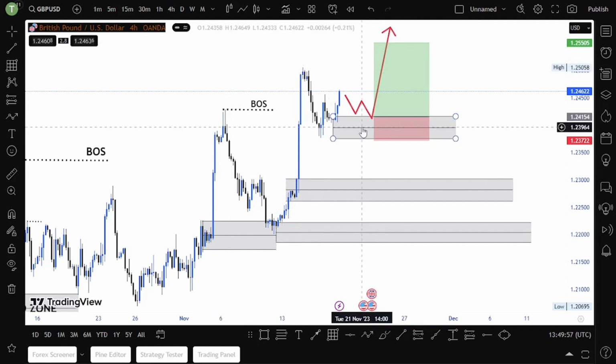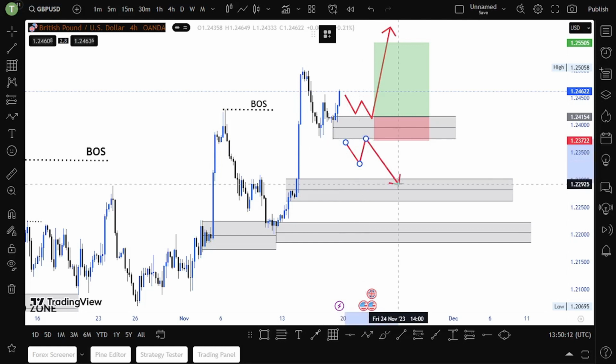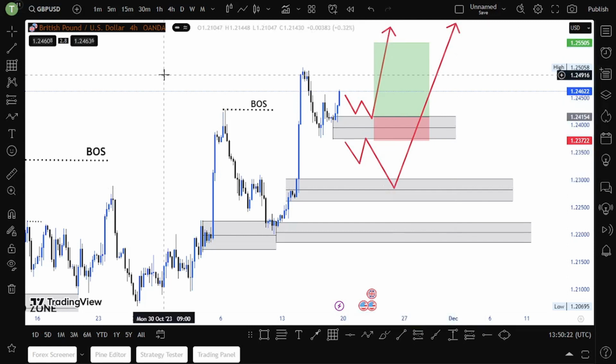If you pull back at this demand zone, this is our first demand zone, we would see a continuation to the upside. But we would also be interested in our buys at this demand zone, our second demand zone.